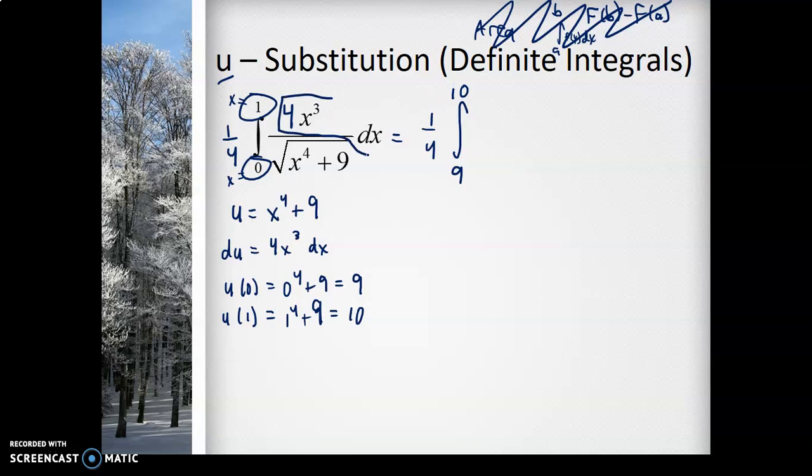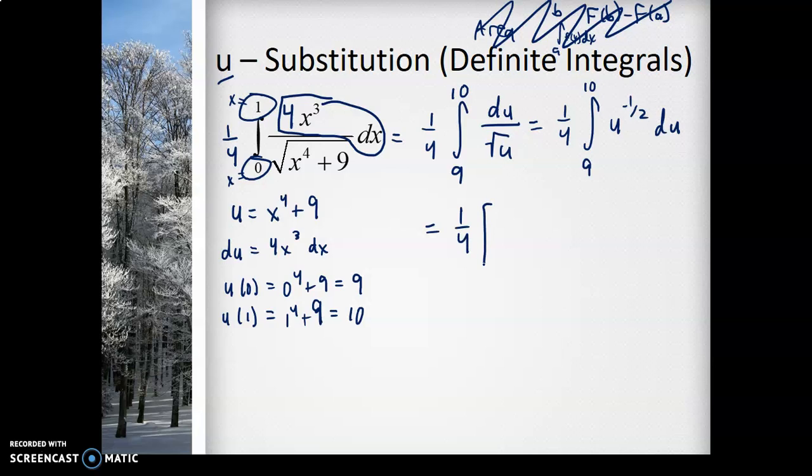Now my 4x cubed dx is what we said du was going to be. So I have du divided by, and then instead of the square root of x to the fourth plus 9, we're going to say it's the square root of u. Now let's rewrite it so that it matches one of the formulas that we can use. So we're going to say that this is u to the negative 1/2 du. So then I've got the 1/4 out front times, when I take the integral here, I'm going to go u to the positive 1/2 divided by 1/2.